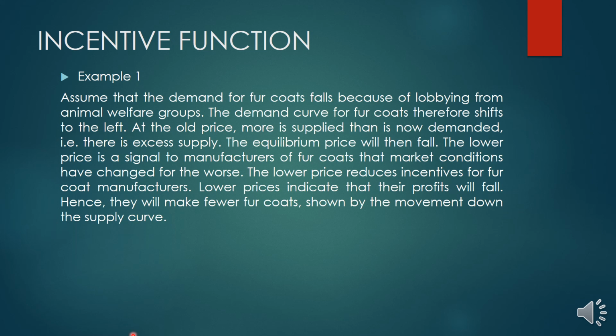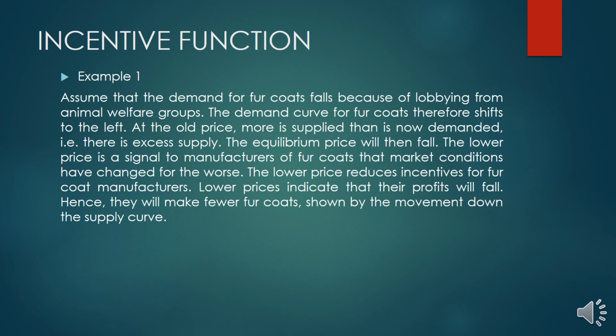The lower price is a signal to the manufacturers of fur coats that market conditions have changed for the worse. So the lower price reduces the incentive for the fur coat manufacturers. A lower price indicates that their profit will fall, isn't it? Whenever the price falls, their profit falls. So they will make fewer fur coats, as shown by the movement down the supply curve. We already know that. Whenever the price falls, the producer will produce less because it is less profitable.